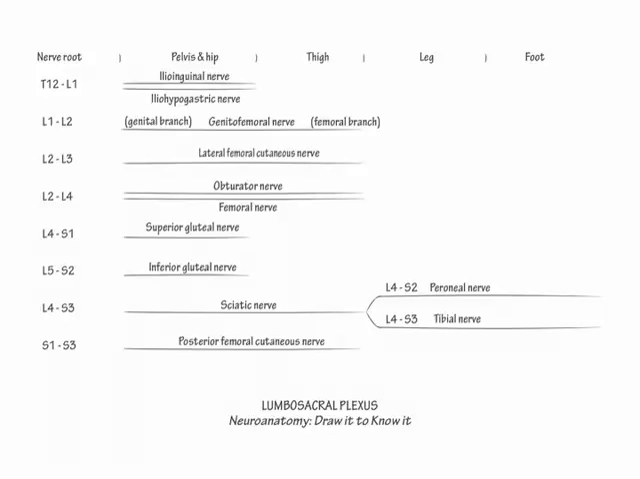Lastly, at the bottom, draw the pudendal nerve and show S4 primarily supplies it, but S2 and S3 also contribute. The pudendal nerve innervates the sphincters of the bladder and rectum and provides sensory information from the anus and genitalia. This concludes our drawing of the lumbosacral plexus.